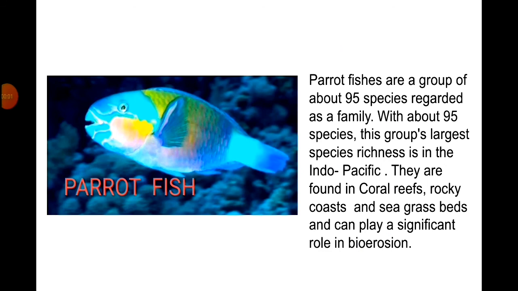Parrotfishes are a group of about 95 species regarded as a family. With about 95 species, this group's largest species richness is in the Indo-Pacific. They are found in coral reefs, rocky coasts, and seagrass beds and can play a significant role in bioerosion.